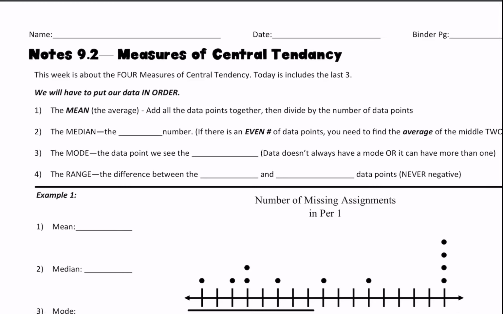All right, so notes 9.2 is about the measures of central tendency. Again, this week is about the 4 measures of central tendency, and today we're going to talk about the last 3 because the day before we talked about mean. What's important for the remainder of the measures of central tendency is we will have to put our data in order, right? And I also recommend you use some colored pencils today.